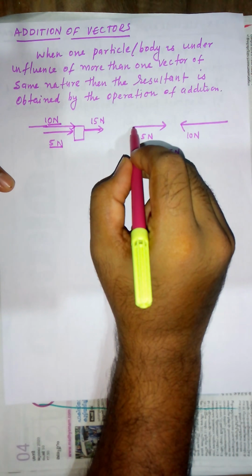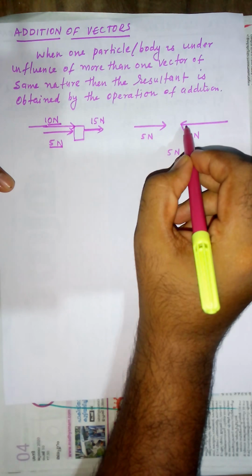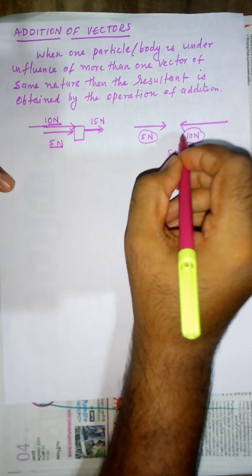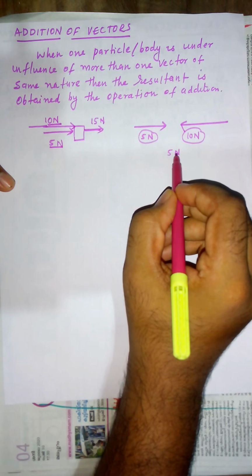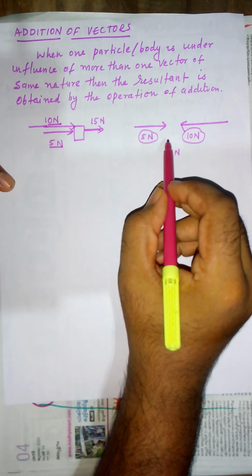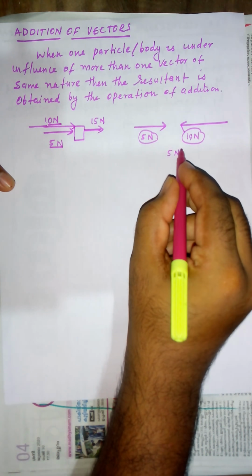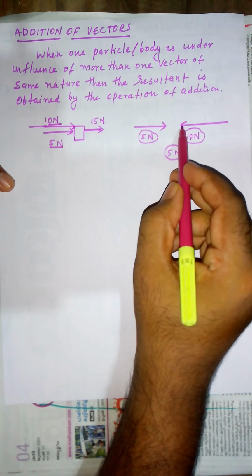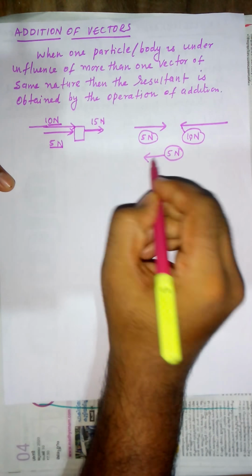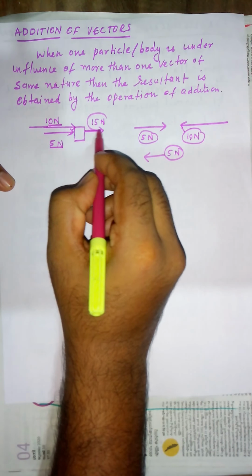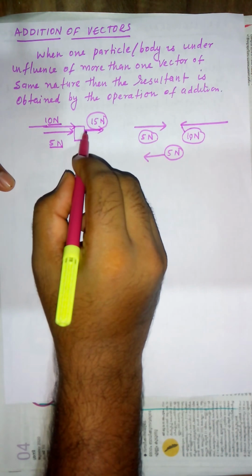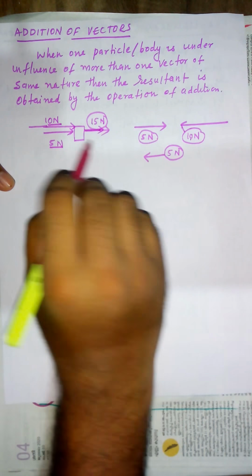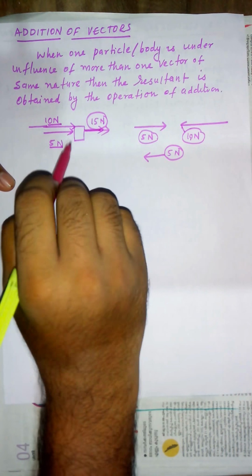If the vectors in the opposite direction are to be added, then we have to subtract the smaller vector from the bigger vector, and the direction will be the direction of the bigger vector. Okay, so we have to subtract 5 Newton from 10 Newton. The answer is 5 Newton, and the direction of the bigger vector is towards the left side, right? 10 Newton is acting towards the left side, so 5 Newton is acting towards the left side. Here the total sum of two vectors is 15 Newton, and that will be acting in the right direction. Okay, so this is the case when two vectors are in the same direction or in the opposite direction.